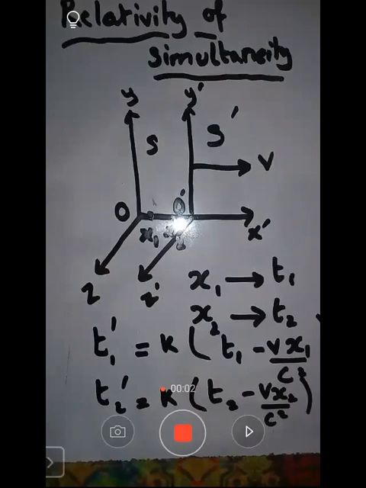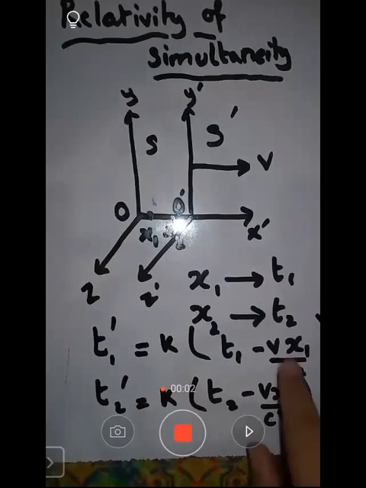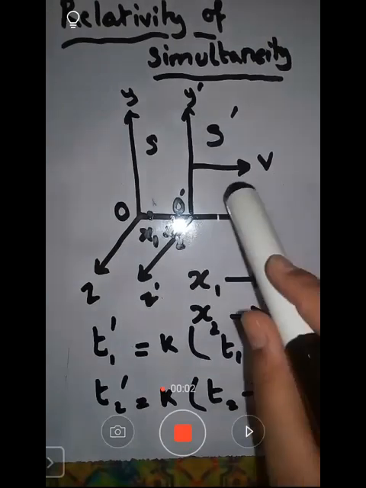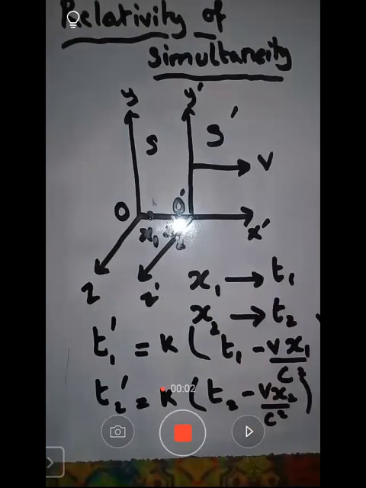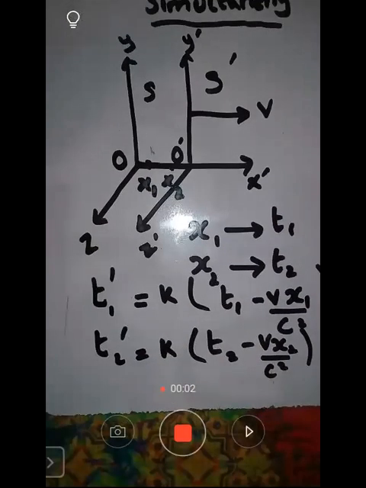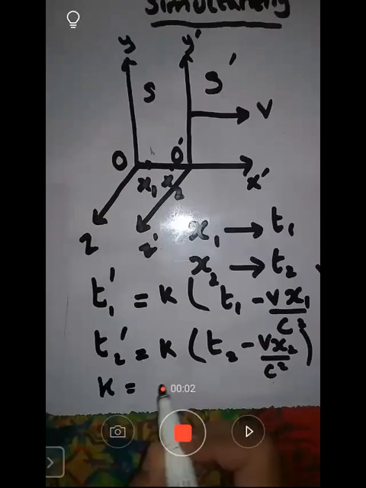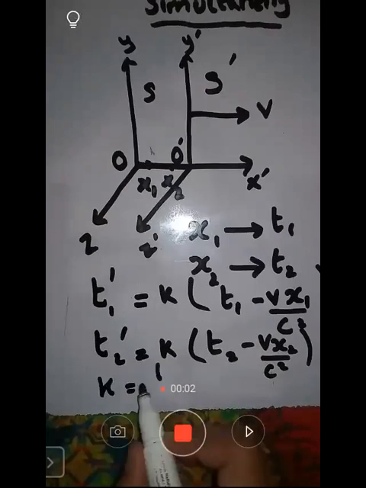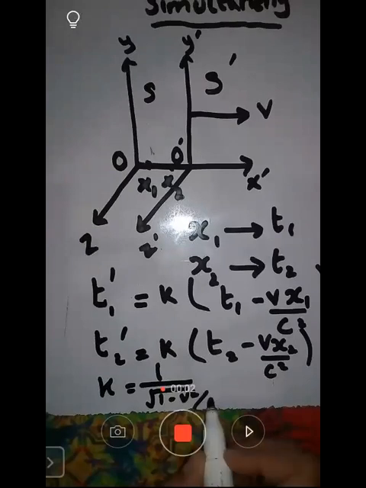According to special relativity axiom number 2, the speed of light is a constant quantity, so it remains constant. And the velocity v is the uniform velocity with which this S dash frame of reference is moving. Now we will put the value of k, as we have determined it earlier, that k is equivalent to 1 divided by under root 1 minus v square over c square.